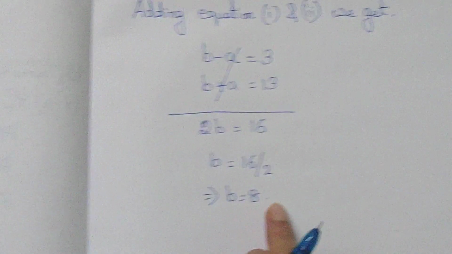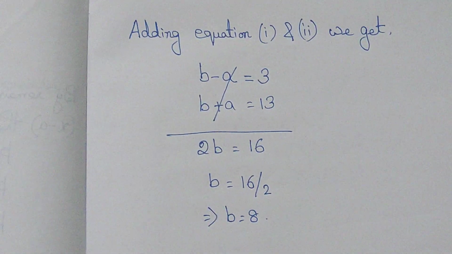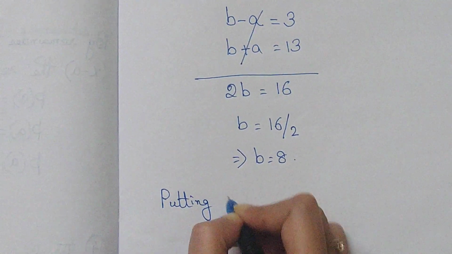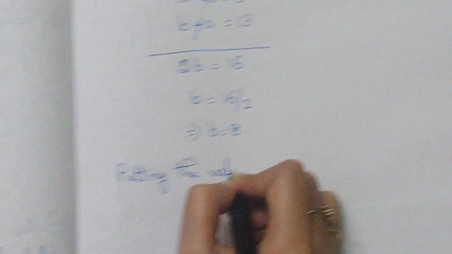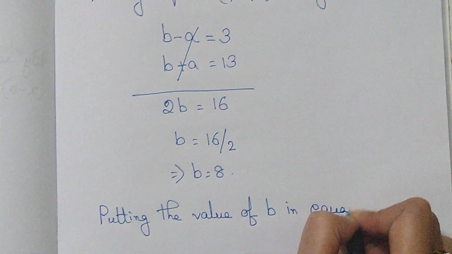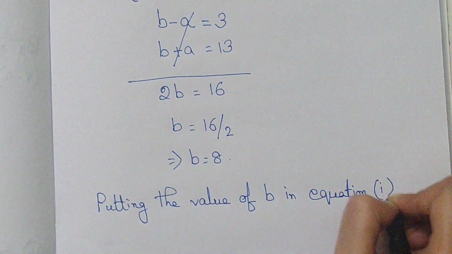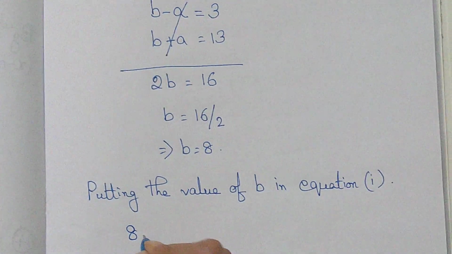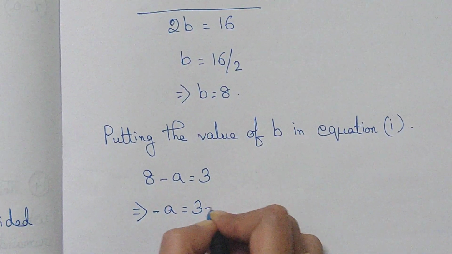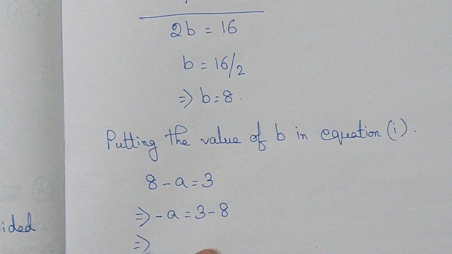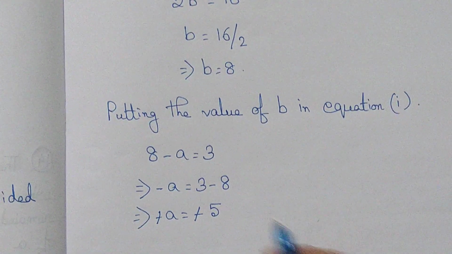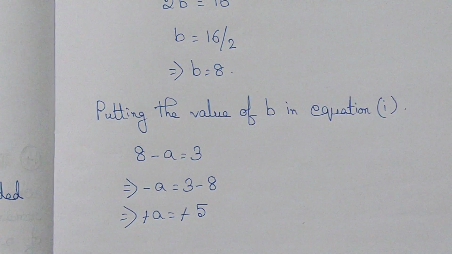Now I can put the value of b in any one of the equations. Then I am writing, putting the value of b in equation 1: 8 minus a equals 3, which implies minus a equals 3 minus 8, equals minus 5. So a equals 5. So a equals 5 and b equals 8. This is your answer.